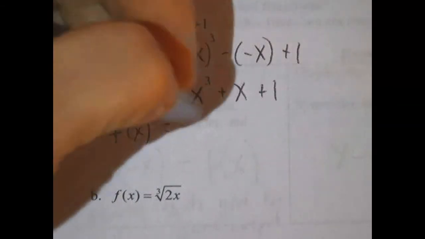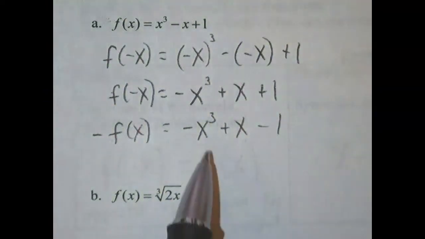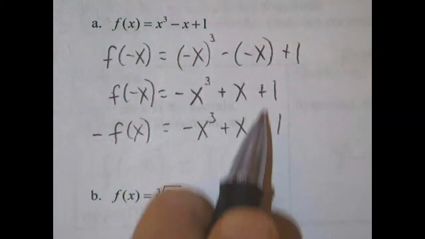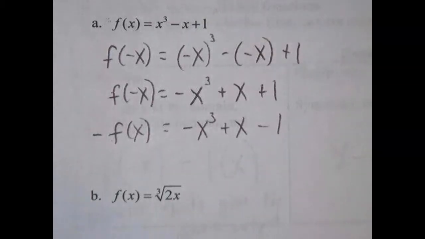In this case, we would get negative x cubed plus x minus 1, and it's off by this 1 right here. The 1 really ruins this one for being positive or negative, and that's kind of because a vertical translation is related to that negative 1. All right, so the result here is that this is neither even nor odd.